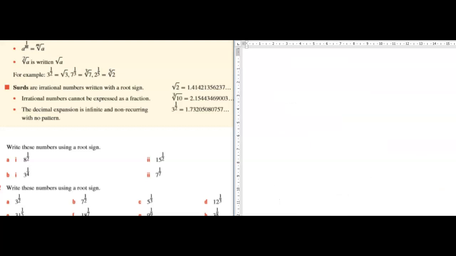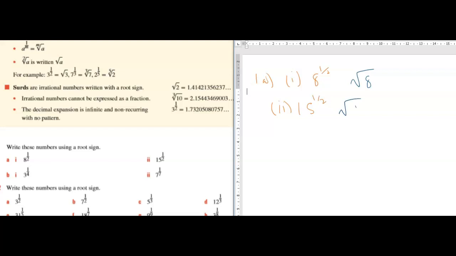All right, so let's get stuck into some questions. So first question, very easy. So we'll quickly get through some of these. So 8 to the power of a half can be rewritten as the square root of 8. Now, we can simplify surds, but we're not going to do that right here. Just like we can simplify fractions, we can simplify surds, and we can actually simplify the square root of 8, but we're not going to do that just yet. That'll be coming up very soon. 15 to the power of a half is the square root of 15.